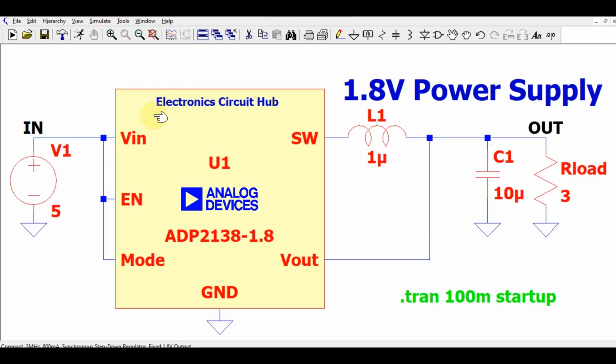Okay, so as you can see here, this is the chip ADP2138 which generates 1.8 volt. So first we need to understand what is the application of 1.8 volt. Basically this is 1.8 volt CMOS. The application of 1.8 volt in the CMOS circuit, it is also used in the microprocessor, as the power supply of the microprocessor, and in many other applications you can find.